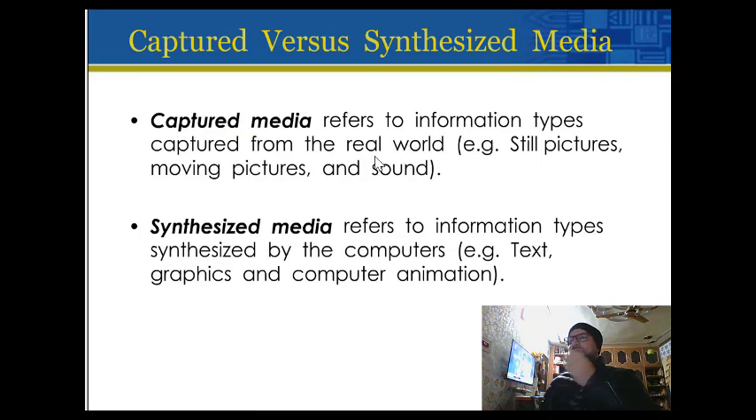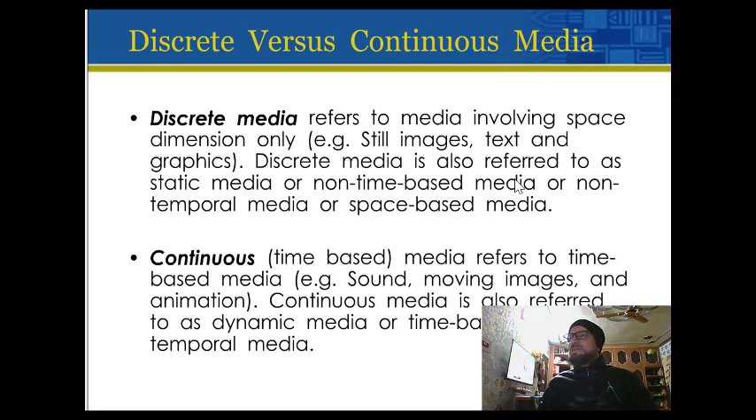Captured media is what you capture from the real world, like pictures, moving pictures, and sounds. Synthesized media you can create using the computer, like graphics, computer animation, or text. Now, discrete media has the space dimension only, like still images, text, and graphics. It's static media, also called non-time-based, non-temporal, or space media. Continuous media is time-based. For example, we have sound, moving images, and animations which follow one scene. It is in continuity. It's not one picture and then another picture, so there's a difference between them.